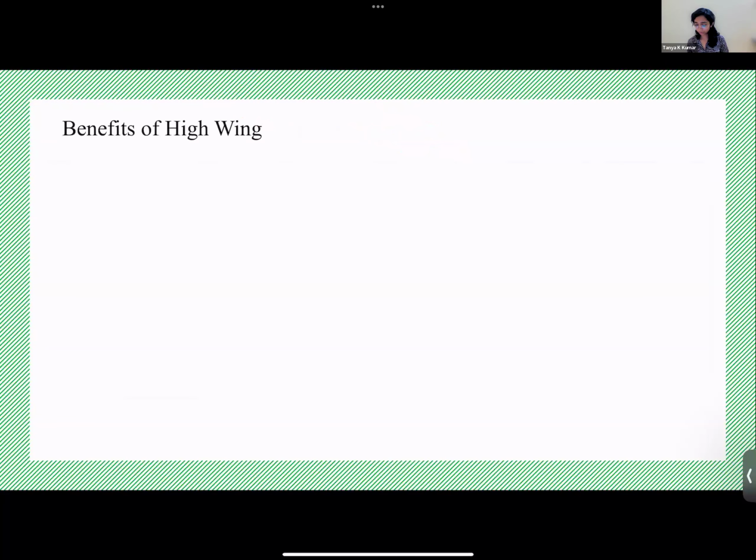Okay, let's go. So in the last class, we had seen that one of the benefits of high wing was that it provides greater lateral stability. Can you try and tell me some other benefits of high wing? I just thought we should go over this before we move into week 4 contents. One was better lateral stability, right? Can you try and tell me some other benefits? Structurally, can you just think about it?